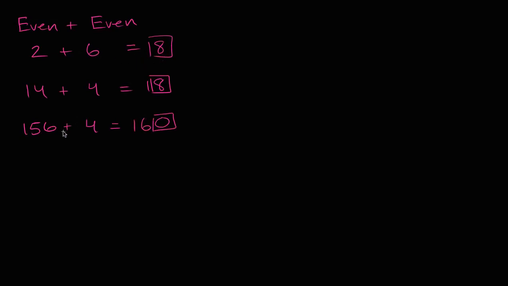And I encourage you to keep trying this out. Pick some even number, then another even number, add them together, and you'll see that you'll keep getting even numbers. And it makes sense, because if you add one number that's a multiple of 2 to another number that's a multiple of 2, it makes sense that the sum is going to be a multiple of 2.